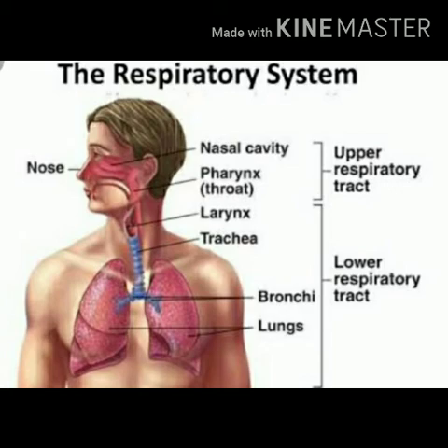So today we discuss about the human respiratory system. That is our new chapter, human respiratory system. In this chapter we discuss about the process of respiration and the human respiratory organs which help in the process of respiration. So let's start with respiration.